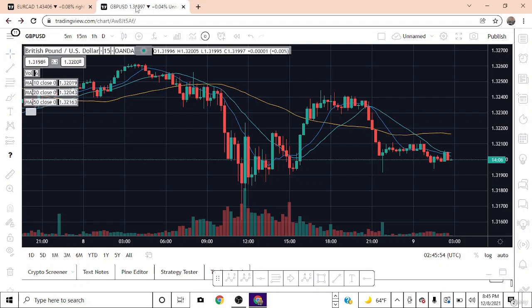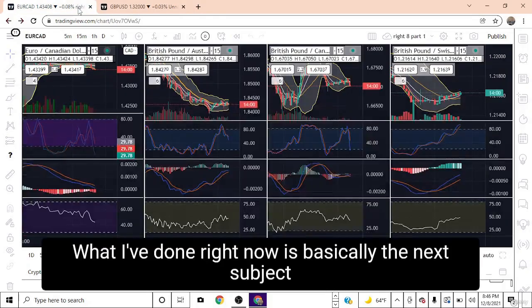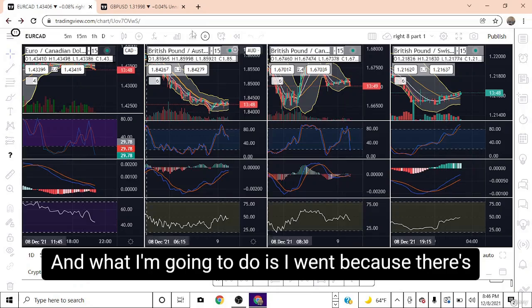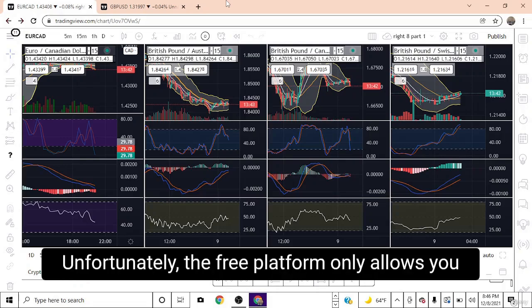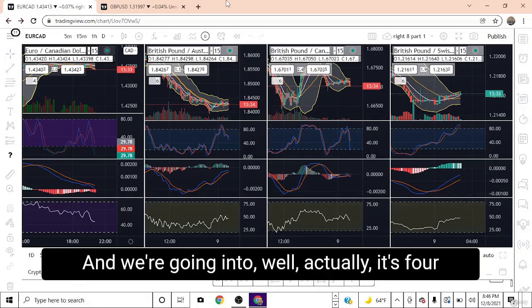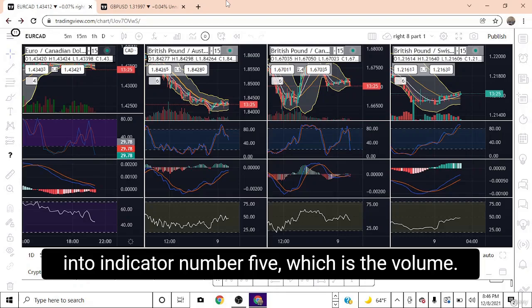Okay, now I'm going to jump into this chart right here. What I've done right now is basically the next subject that I want to cover is talking about volumes. There are some more indicators that I need to talk to you about. Unfortunately, the free platform only allows you to have up to 3 indicators, and we're going into, well, actually, it's 4 indicators, but we're now getting ready to go into indicator number 5, which is the volume.